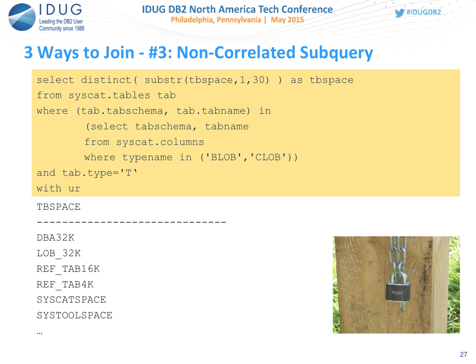Now, a non-correlated subquery is very similar to the correlated subquery, except in my inner query, my subquery, I don't reference the outer table in any way. So in this case, I'm selecting my table space from syscat.tables, where the combination of tab schema and tab name is in this particular query. Select tab schema, tab name from syscat.columns, where type name in these particular values, and the condition for the table type of T as well.